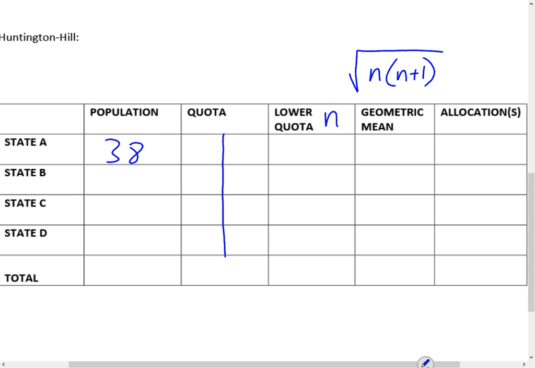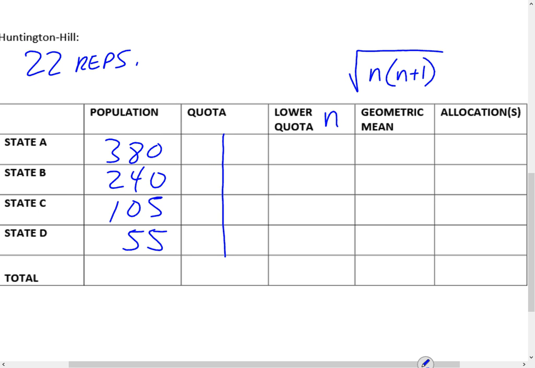Let's put in 380. So 40, 105, 55, and this time our last set of representatives is 22. So begin like you always begin. Figure out your total, figure out a divisor, figure out your quotas. 3 decimal places and cut it off.